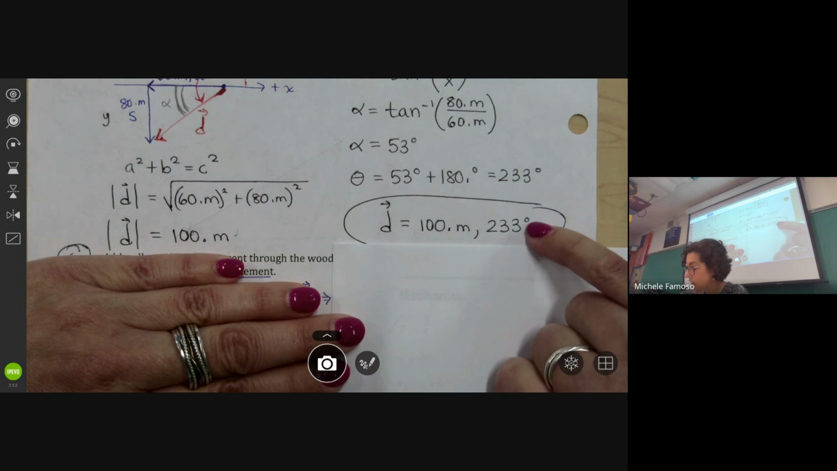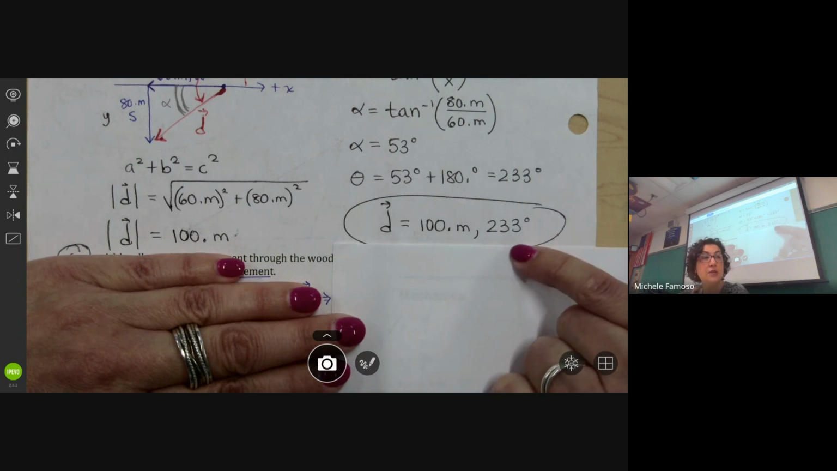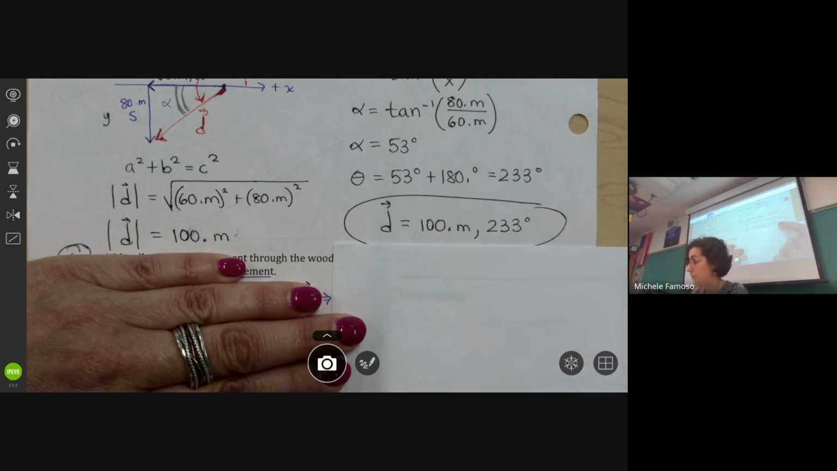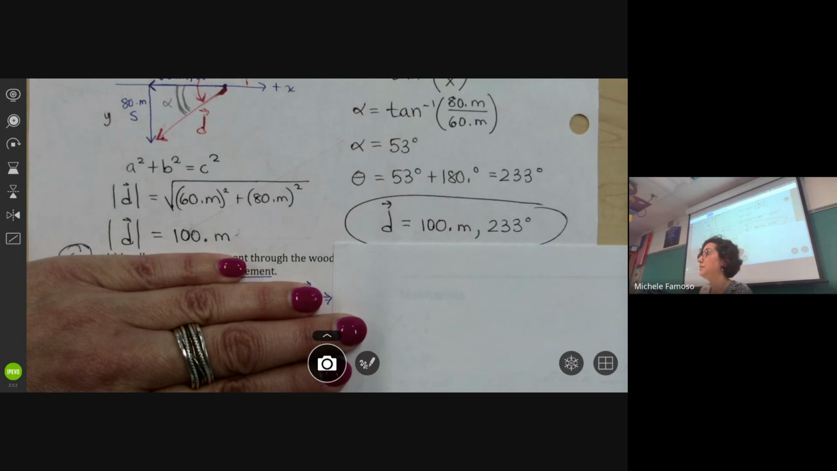Make sure you put a degree sign after this. Otherwise, it is assumed to be radians. 233 radians is not the same as 233 degrees. So make sure you put that degree symbol. That's a unit. Any questions on number 5?